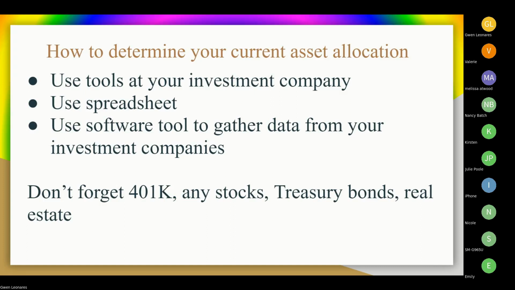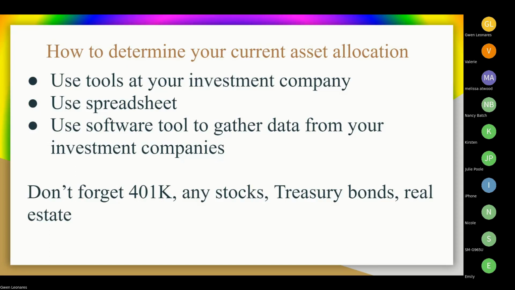Okay, so how do you determine what your current allocation is? Tools at your investment company like Fidelity or Vanguard will show you on a little pie chart or something like that. You can use a spreadsheet. I found a spreadsheet that I'm going to share with you guys. There are different tools you can use too. You usually have to pick one. And when you're looking at all of this, don't forget these other things: 401k, stocks, treasury bonds, real estate, because those are part of your pie chart, your allocation.